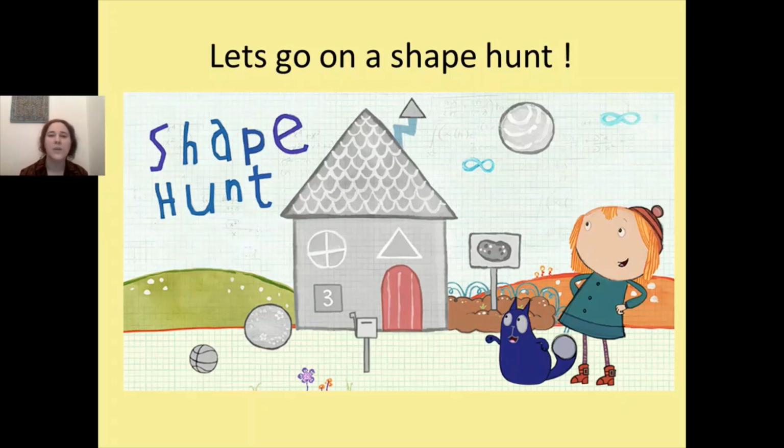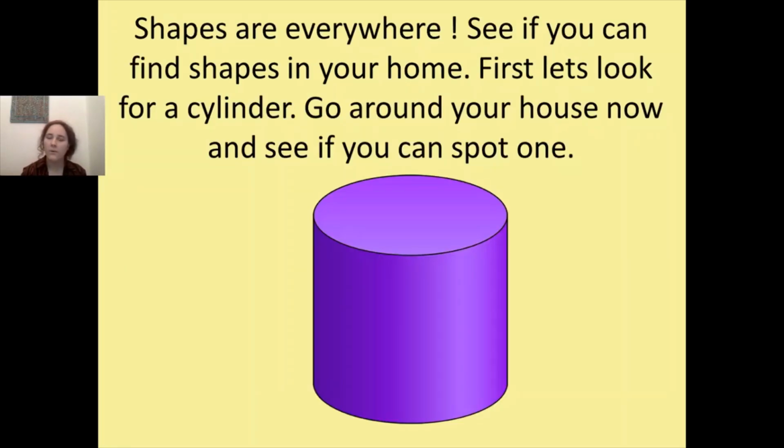Now, we're going to see which shape we're going to be hunting for first. Oh, this is our first shape. Do you know what it is? That's right, it's a cylinder. So, a cylinder has two flat circular faces and a curved surface. Right. I would like you to pause the video and go and see if you can find something that is a cylinder in your home. Off you go, I'll be waiting.